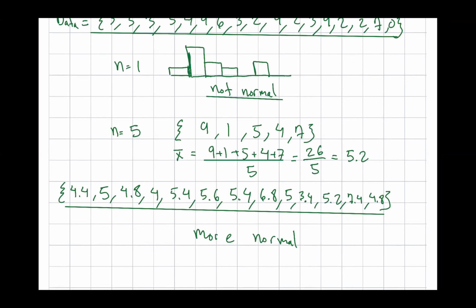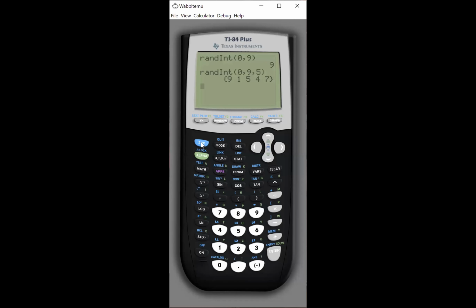So let me transfer over to my TI-84. What we're going to do is go to stats, edit, and let's change this data set. So we're going to put 4.4, 5, 4.8, 4, 5.4, 5.6, 5.4, 6.8, 5, 3.4.